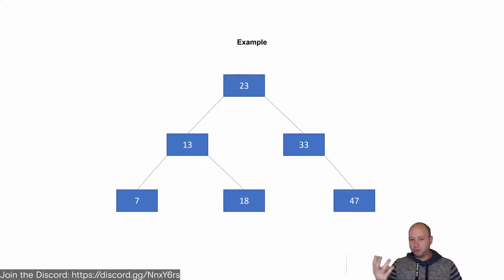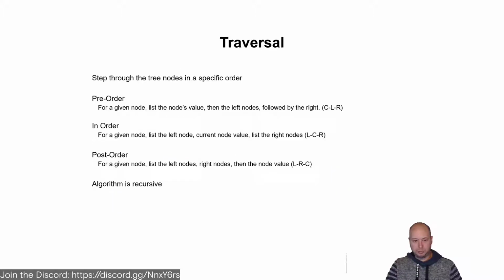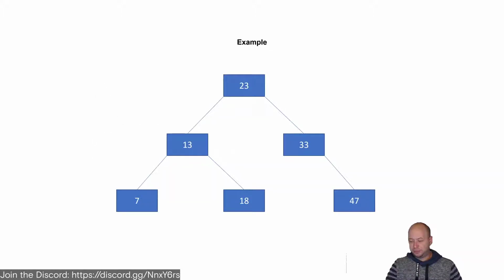And then post order, what is the post order again? You would have your left. So you'd go left, left, 7, right, then 18, then 13, and then 33, then 47, and then 23. So as a fast replay, you'd go 7, 18, 13, 47, 33, 23 for the post order.